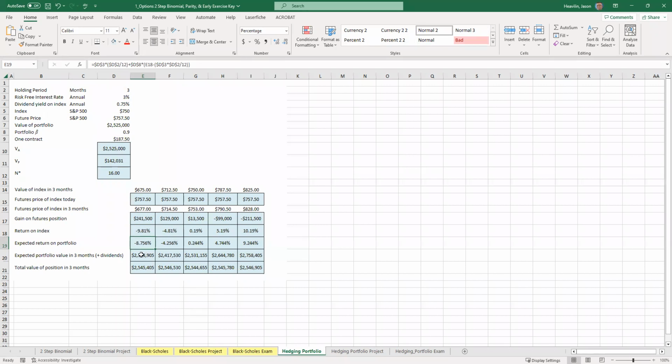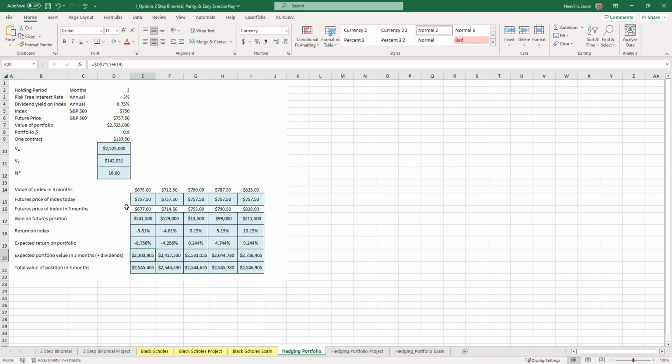So now that we have that number, we can check the value of the portfolio plus dividends in the 3 months. Here we're just using the good old-fashioned growth formula, future value. D7 is the present value of the asset today, of the portfolio you're holding, times 1 plus the return, in this case the loss, a negative return. So that's the future value formula, also known as a growth formula.